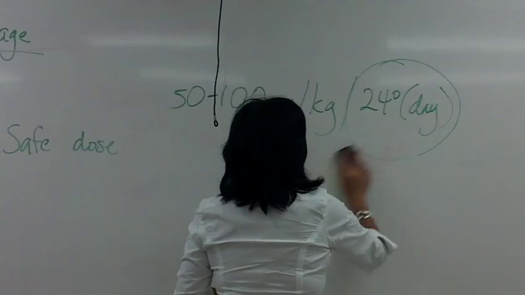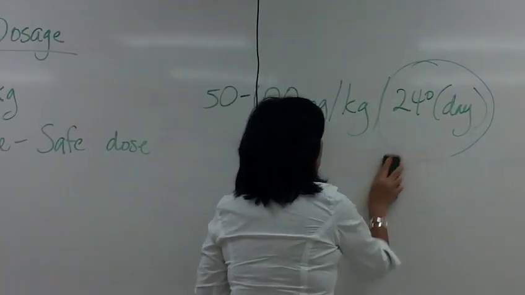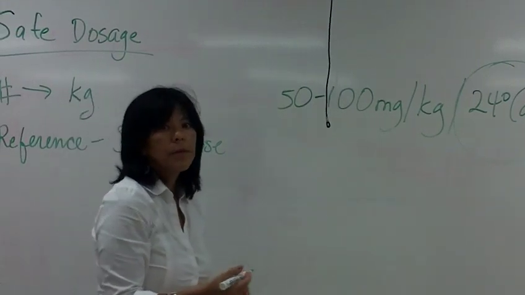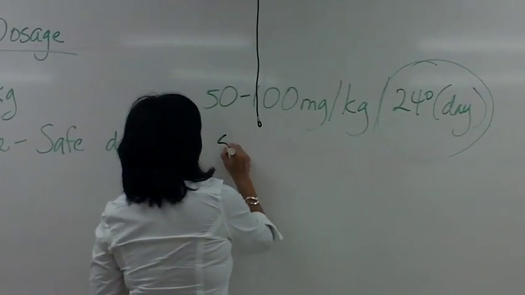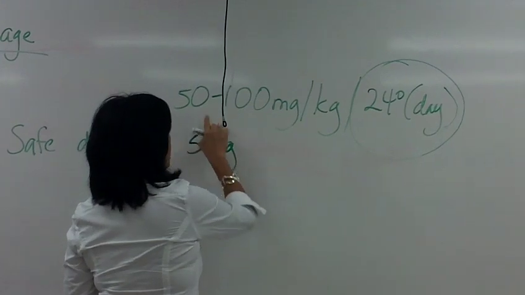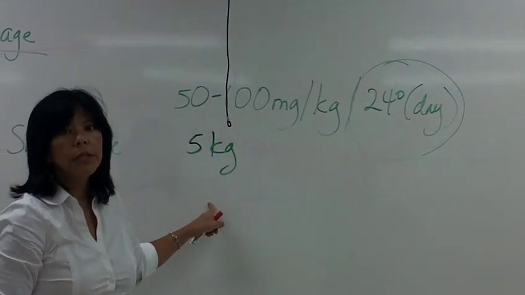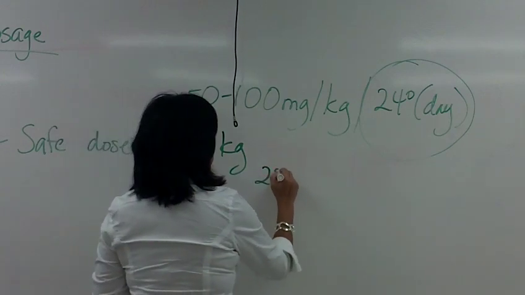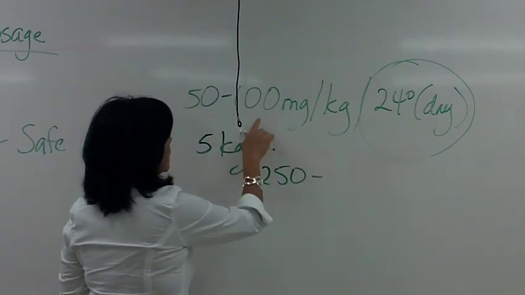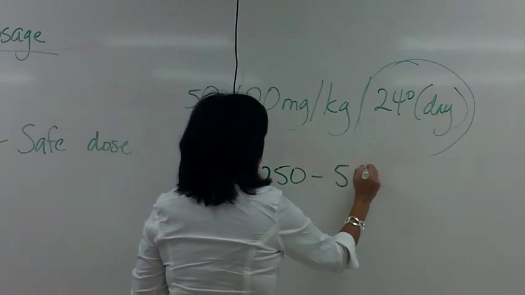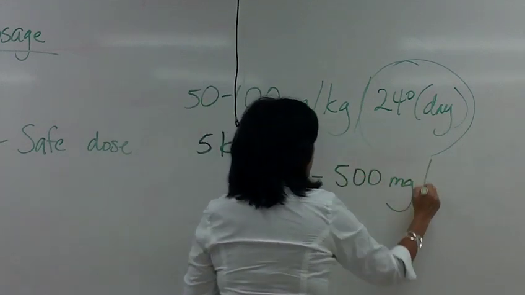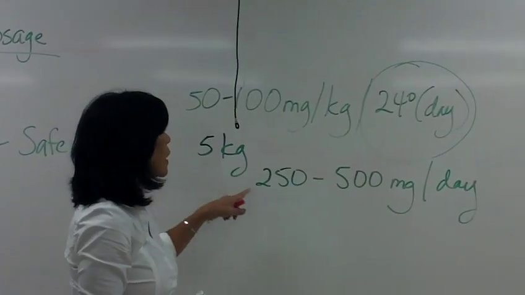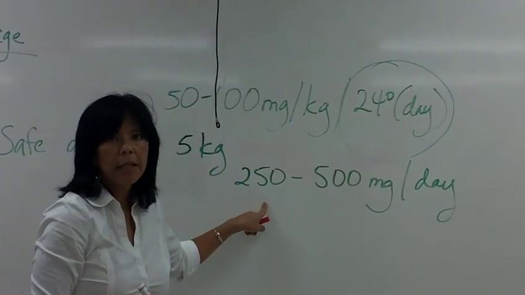Okay. So we're going to take this first one, and let's say we calculate our child's weight to be 5 kilograms. So it's a 5 kilo child. What you're going to need to do is calculate what his safe dose is going to be. So I'm going to multiply 5 times 50, that's 250, 5 times 100 is 500 milligrams per day. So this is the dose that this 5 kilogram child can get per day.